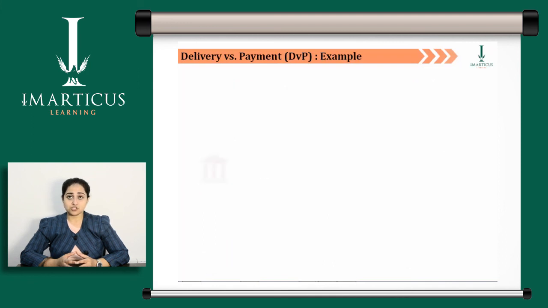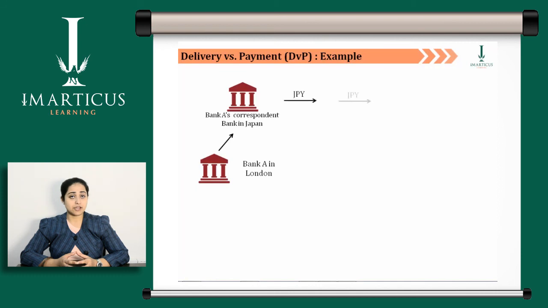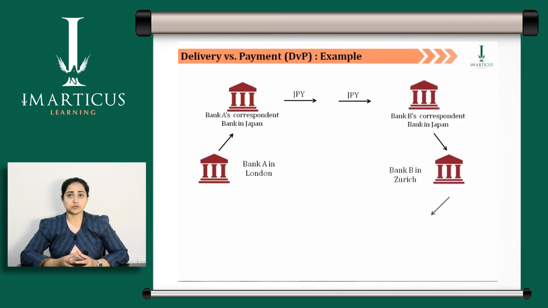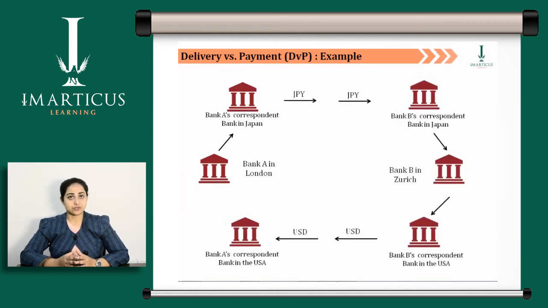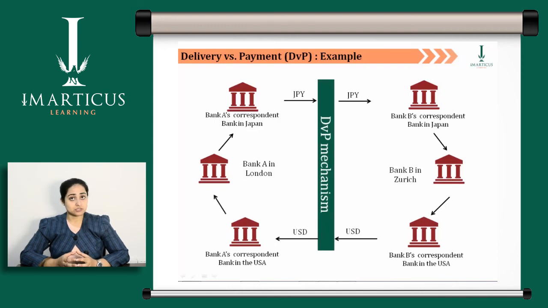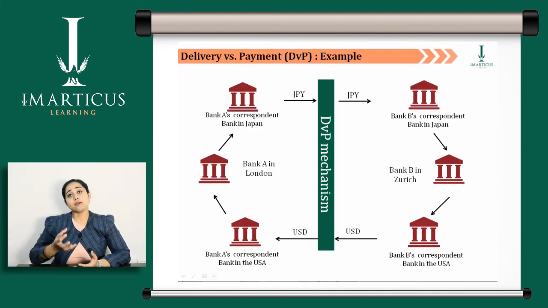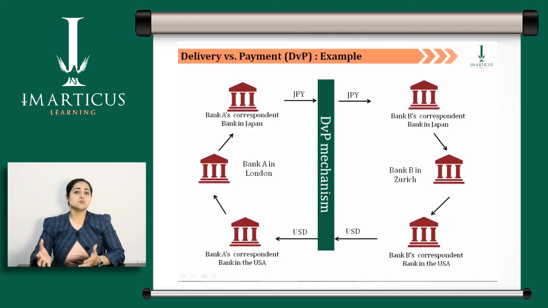Therefore, to prevent such scenarios, the market can use the DVP method by using an institution such as Continuous Linked Settlement to settle the trade. Here, both parties need to deliver the currencies, that is USD by Bank B or Japanese yen by Bank A, before they can get their respective receipts, which means USD by Bank A and Japanese yen by Bank B. Thereby, by using the delivery versus payment method, we reduce the settlement risk.